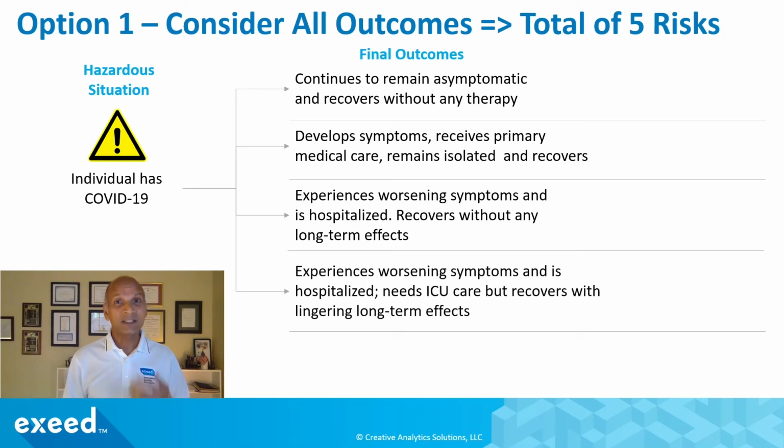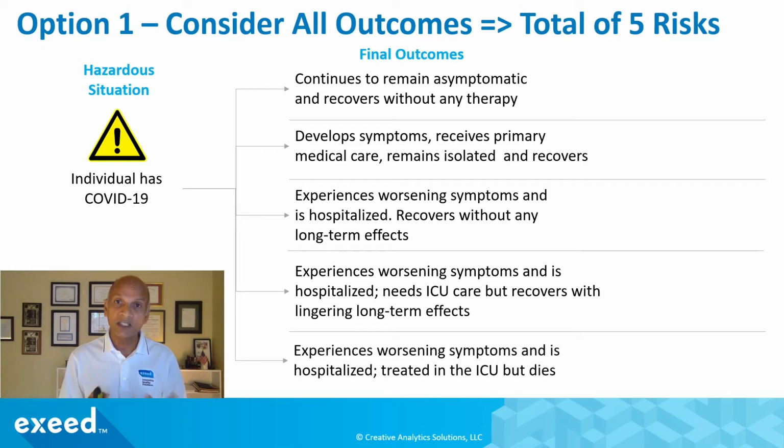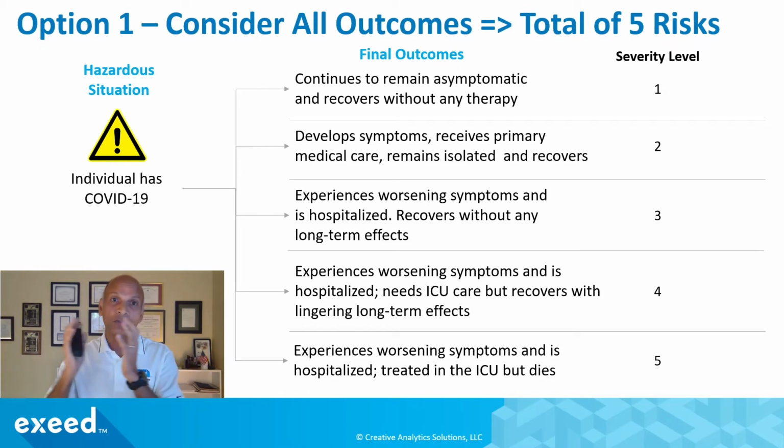Another outcome could be experiences worsening symptoms and is hospitalized, needs ICU, intensive care, but recovers with maybe some lingering long-term effects. And the final outcome could be they experience worsening symptoms, are hospitalized, treated in the ICU, but they die, unfortunately. And it is happening. So you could assign a severity level of 1, 2, 3, 4, 5 to these 5 different scenarios. The same hazardous situation is leading to 5 different outcomes of different severity levels. So you could do that.